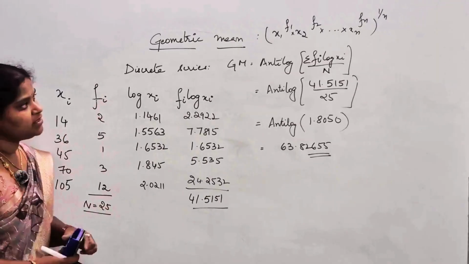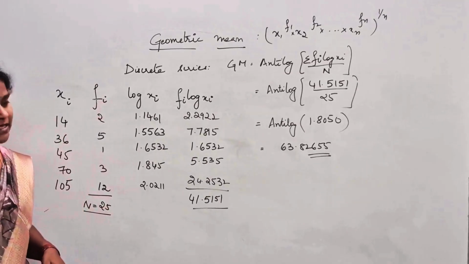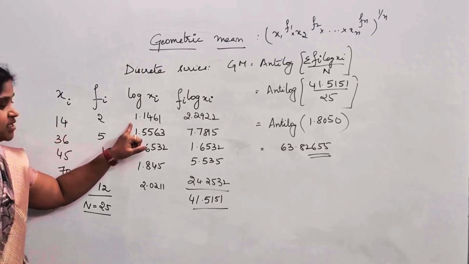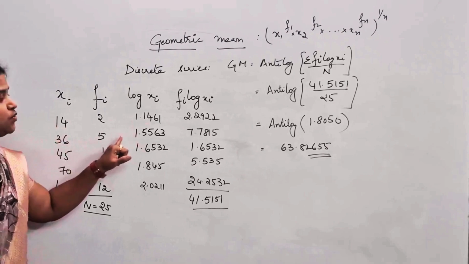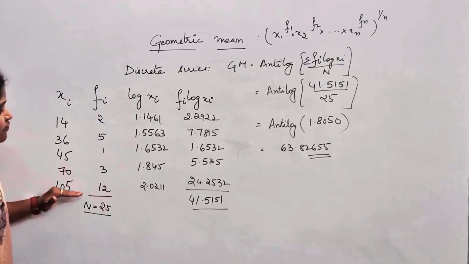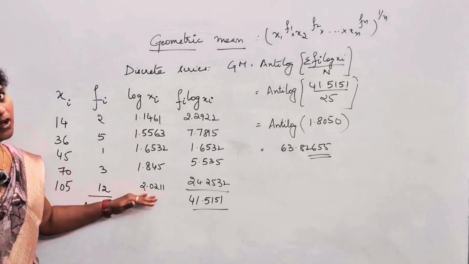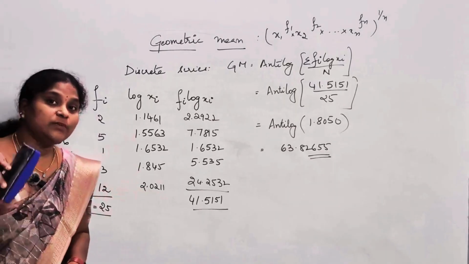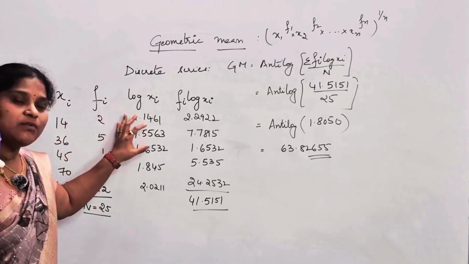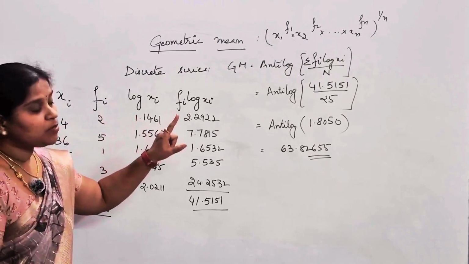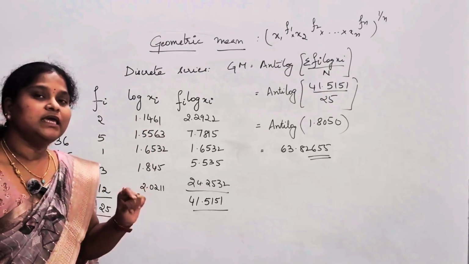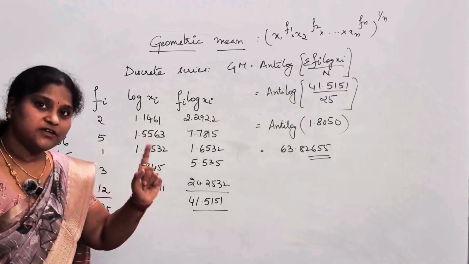As the formula demands, first we need to find out log xi. So I take log 14 value to give 1.1461, log 36 value to give 1.5563, so on, log 105 value to be 2.0211. In terms of individual series, we need only sigma log xi. So I have added all the values of log xi. But here we require sigma fi log xi. So I need to multiply each log x with its respective frequencies.